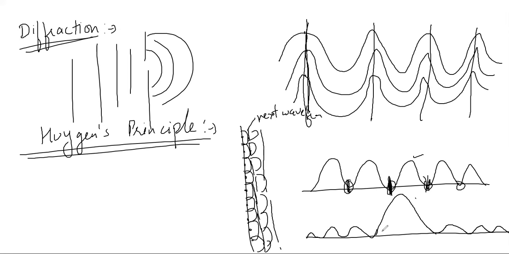For example, in diffraction the width of your central maxima will be different, the width of your first maxima will be different, the second one's probably different, the third one's different, and so on. So these are some of the differences between interference and diffraction.